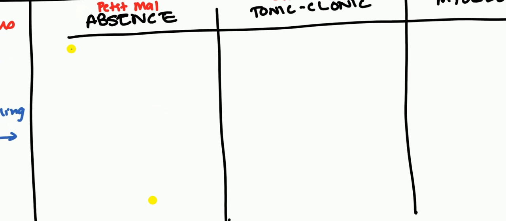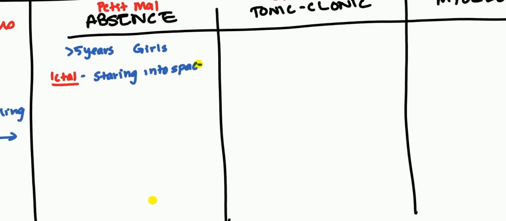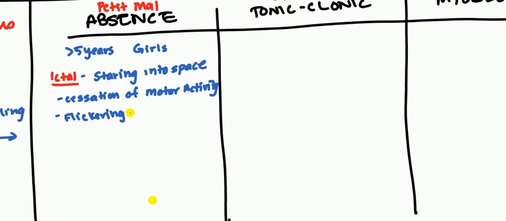So let's go to absence first. Generally, this occurs in patients who are greater than 5 years old, and there's a slight predilection for girls over boys. There are no real preictal symptoms. They're just doing something, and then they jump straight into the ictal state, and what they do is stare into space. You have a sudden cessation of motor activity, so they stop doing whatever they're doing, but that doesn't mean they lose tone necessarily. There is flickering of the eyes oftentimes, and these symptoms tend to last less than 30 seconds, so not too long to be worried.